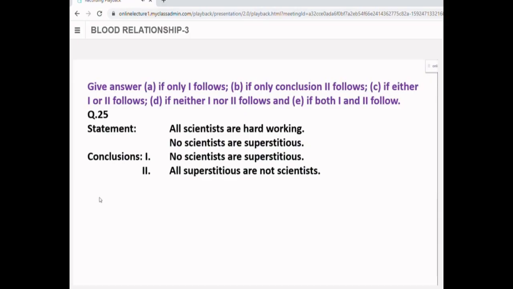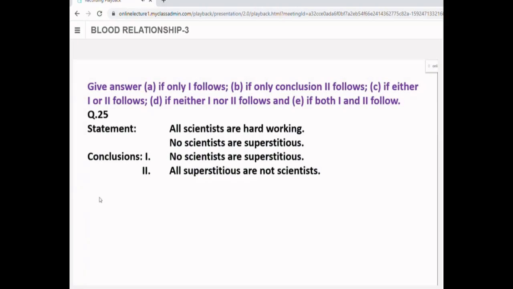If you look at it properly, the first statement is of no use. The first statement is talking about scientists and hardworking. In the conclusions, scientists are there, but nowhere do you have hardworking. That means it depends totally on the second statement. No scientists are superstitious. So no scientists are superstitious. If you draw a Venn diagram for that, you'll have two separate diagrams, one for scientist and one for superstitious, not connecting to each other.